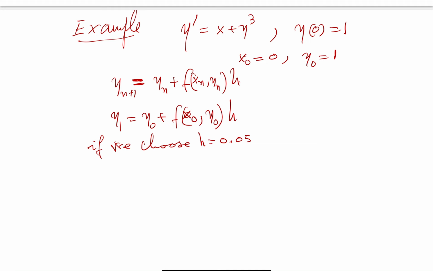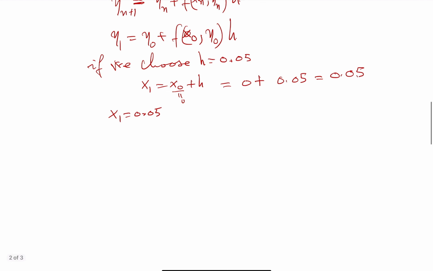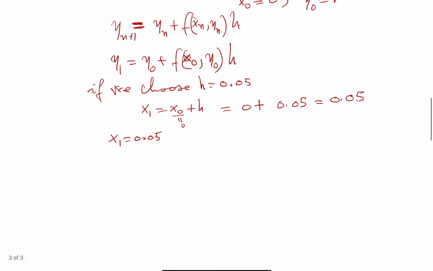So now what we should get, remember x1 is equal to x naught plus h. Since x naught is equal to 0, we end up having 0 plus 0.05, which is 0.05. Then x1 is equal to 0.05. That's x1. So how can we calculate y1 now?